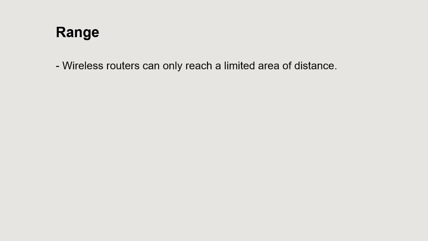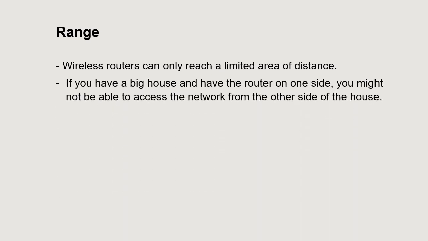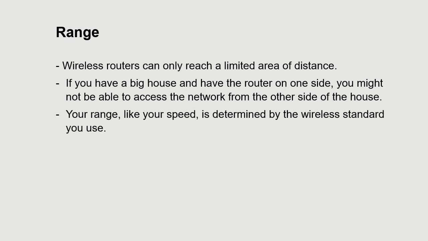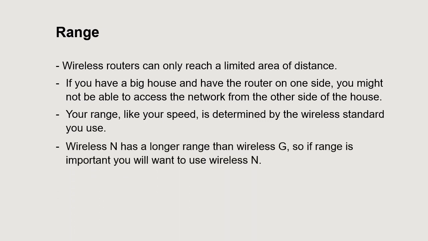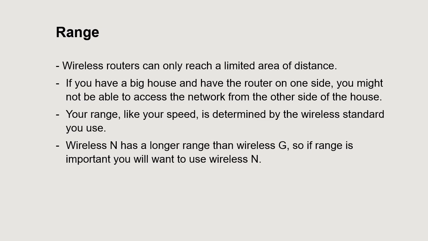And now let's talk about the range. Wireless routers can only reach a limited area of distance. If you have a big house and have the router on one side, you might not be able to access the network from the other side of the house. So your range, like your speed, is determined by the wireless standard you use. Wireless N has a longer range than wireless G. So if range is important, you will want to use wireless N instead of wireless G.